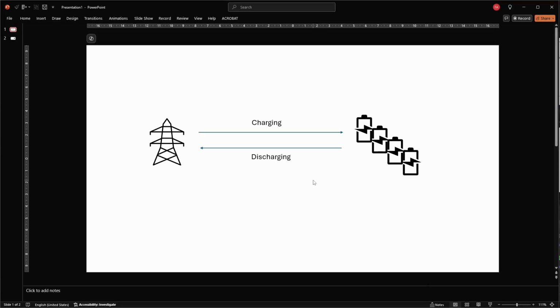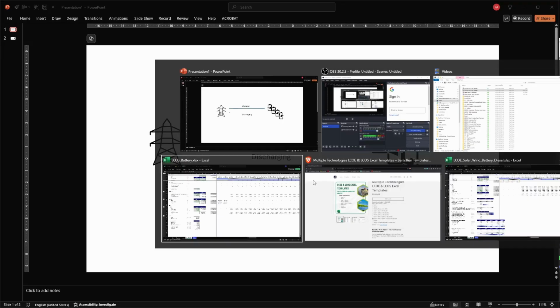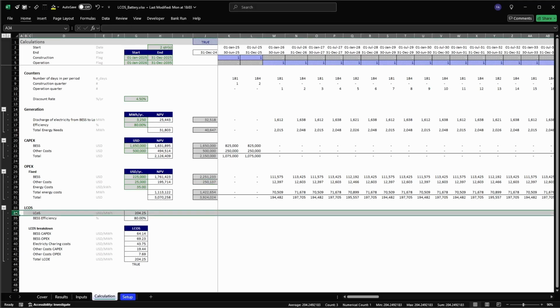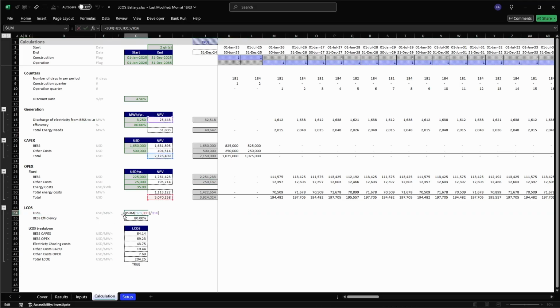And I'm going to go to the model now. I have it open over here. And if you recall, here is where we calculate the LCOS. And the LCOS is the sum of the capex and opex. So we have the capex on cell H23 and the opex on cell H31. All right. And then we divide by the NPV of the energy discharged, right?